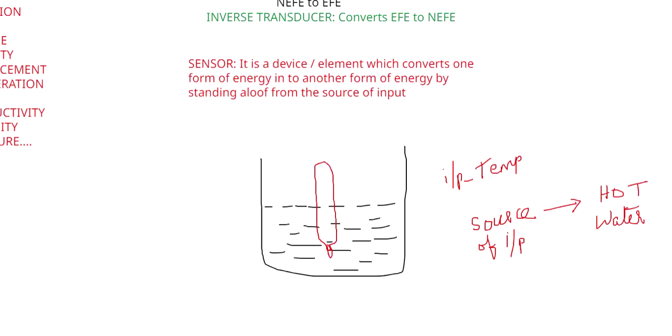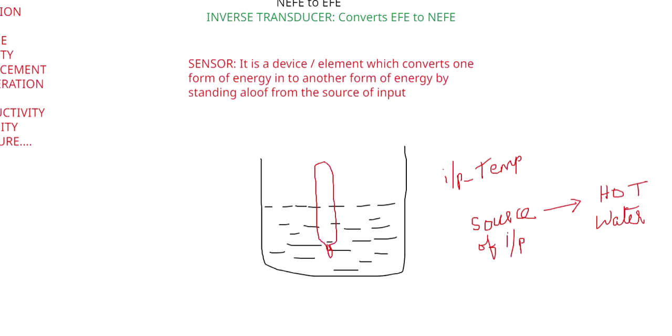So this thermometer is converting temperature into displacement of mercury level. It is converting one form of energy into another form of energy. Or if it is a digital thermometer, if I give input as temperature, it is showing some reading as change in current passing through the wire inside the thermometer, right? So now this thermometer must be made in contact with the source of input, hot water, to get output.